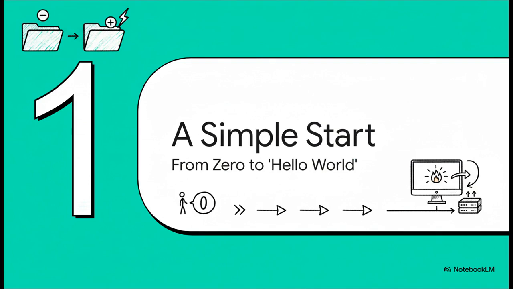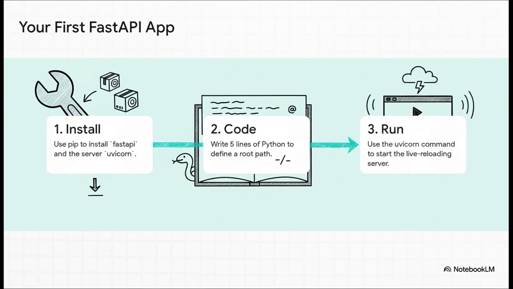Okay, first things first, let's talk setup. One of FastAPI's biggest selling points is just how ridiculously fast you can get a server up and running. We are talking minutes, going from an empty folder to a live hello world with none of that confusing boilerplate code. It really just boils down to these 3 simple steps. You install FastAPI and a super fast server called Uvicorn to run your app. You write like 5 lines of code. Then you run 1 command to fire it all up.